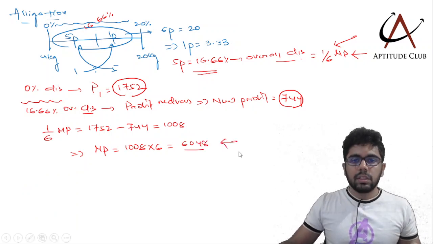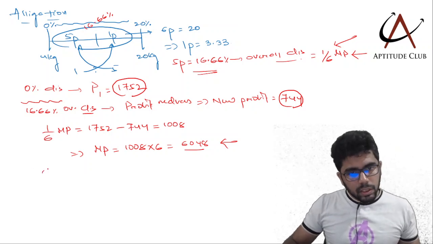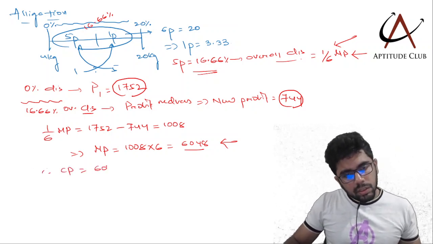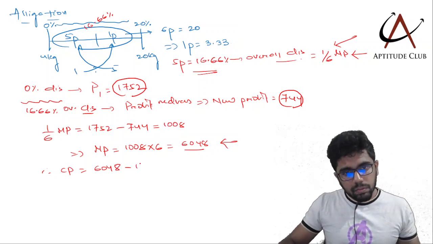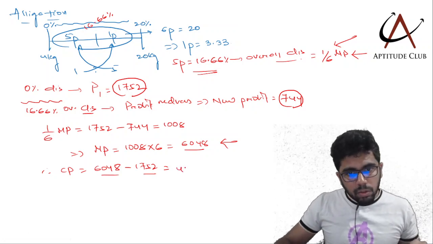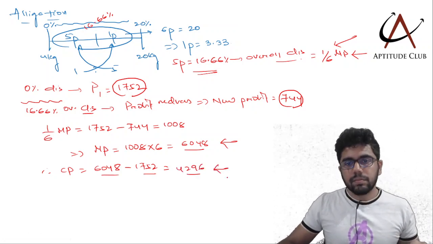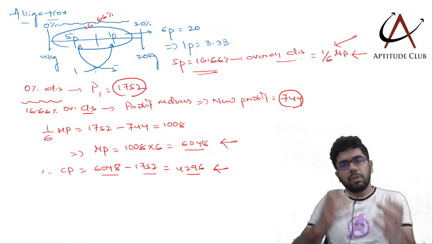I hope this is making sense. Total mark price is this much, 6048. So cost price कितना आएगा? 6048 minus the initial profit that she expected, which was 1752. तो इसको अगर तुम माइनस करोगे, it comes somewhere around 4296. समझ रहे हो? मतलब जितना भी उसका ओवरऑल कॉस्ट था उस पे प्रॉफिट इंक्लूड करेंगे.